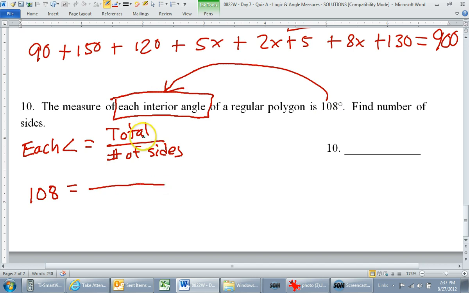Now the total. We don't know the total degrees, so we have to write down the expression for the total degrees. What's the expression for the total degrees, you guys? N minus 2 times 180. What's the expression for the number of sides? N.